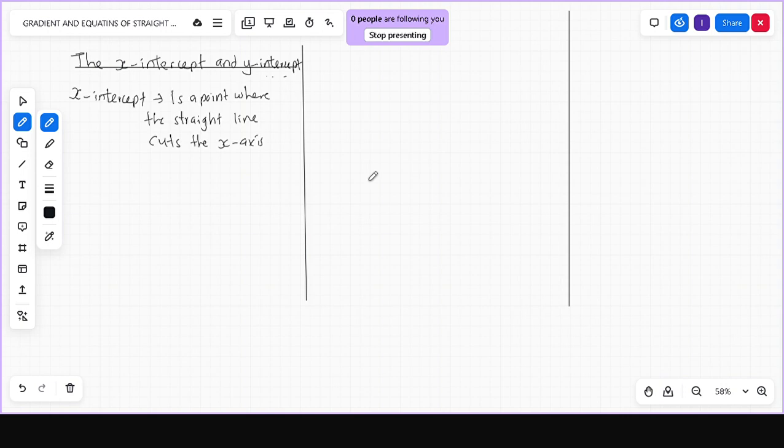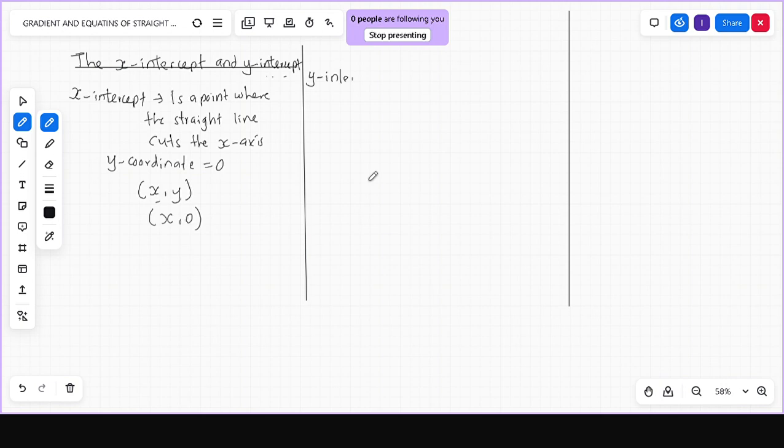So at this particular point, the x-intercept, the y-coordinate at the x-intercept is always equal to 0. The coordinate of the x-intercept is always given in the form x comma y, but now the y-coordinate is equal to 0. So the coordinate at the x-intercept is always x comma 0. This 0 represents the y-coordinate. Then the same thing applies to the y-intercept.